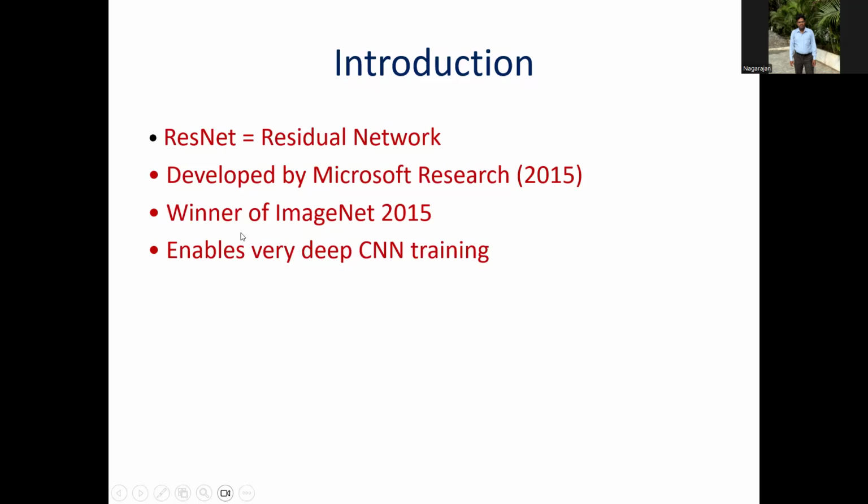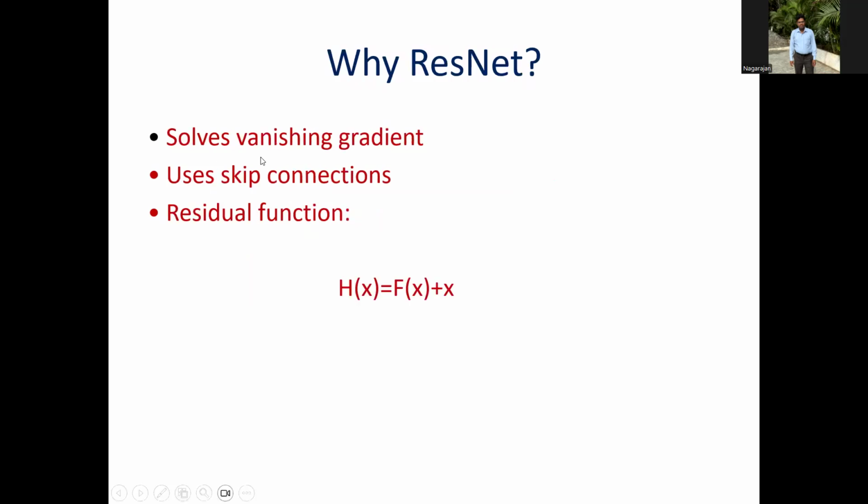Introduction. ResNet generally constructs a residual network followed by recurrent connections. It was developed by Microsoft Research in the year 2015 and enables very deep CNN training. The motto of ResNet is to reduce the vanishing gradient issue, and it always uses skip connections, which connect encoder and decoder to get fine-grained information from the given images. It follows the formula for the residual function: H of x equals F of x plus x.